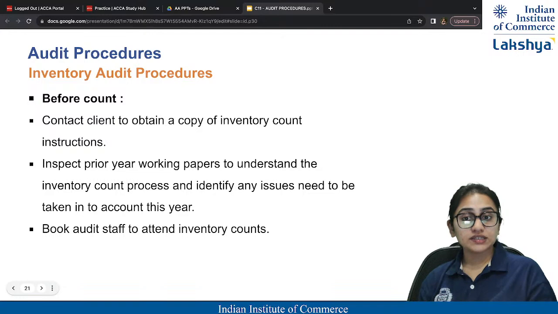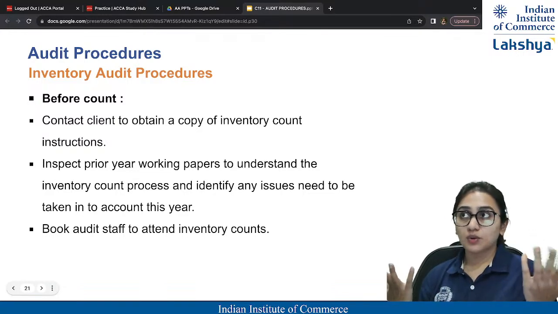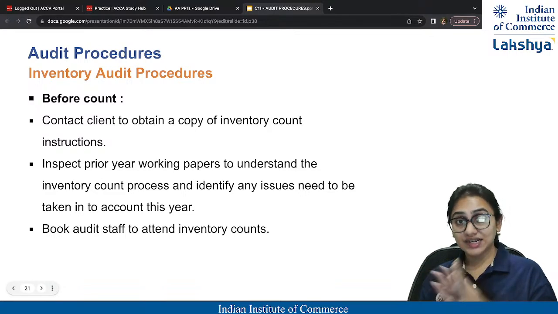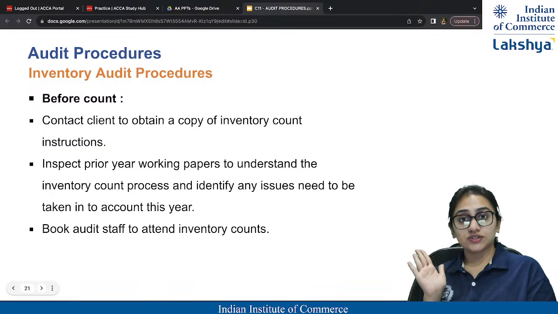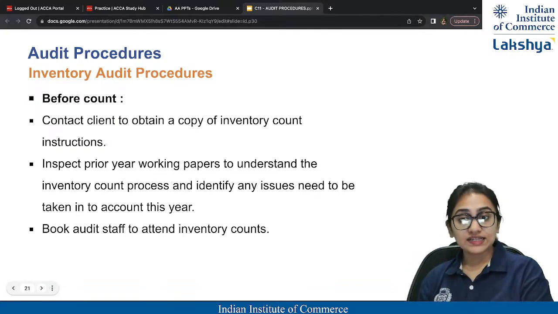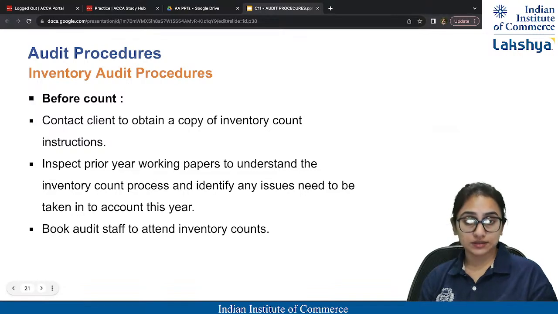If you don't obtain the instructions prior, you will be shocked on the day of the count wondering what they are doing, what they are counting. So it's better that as an auditor you have an idea that these are the instructions to be followed while counting. Then inspect your prior working papers to understand the inventory count process and identify any issues to be taken into account this year.